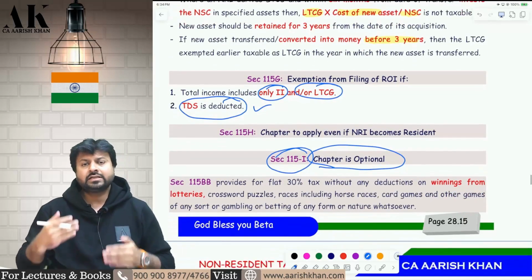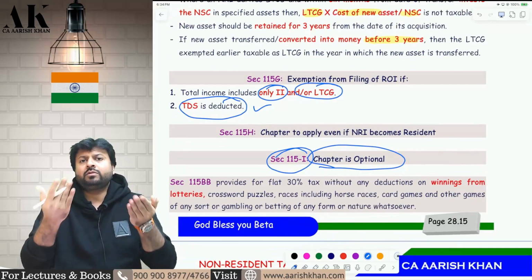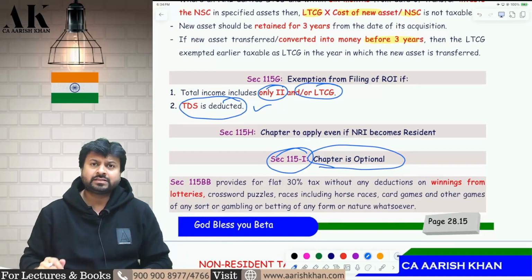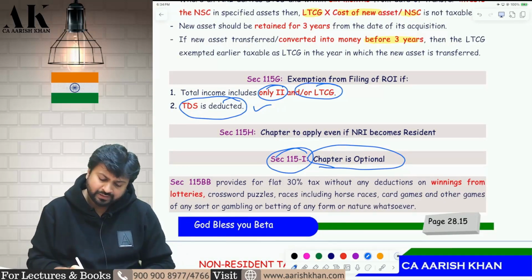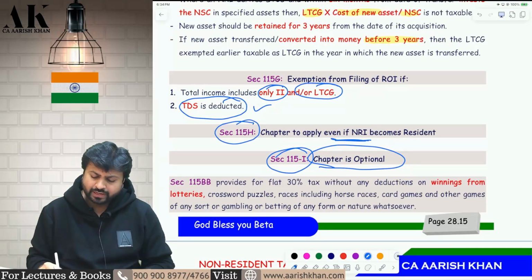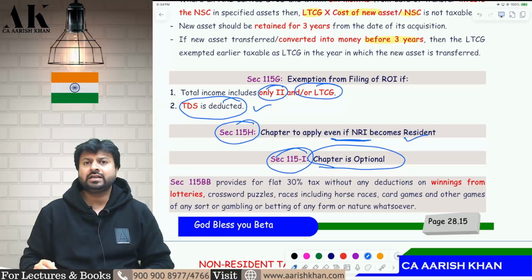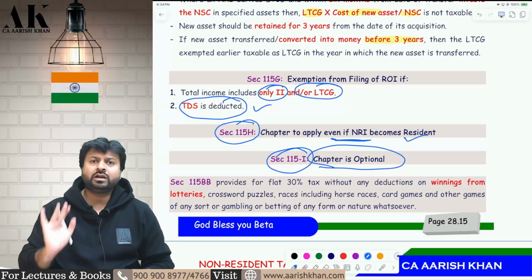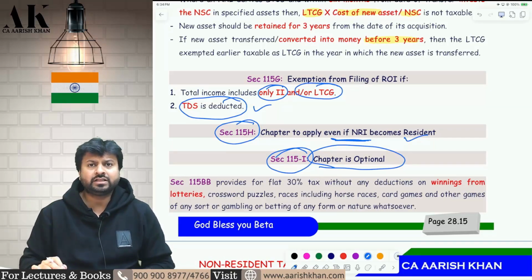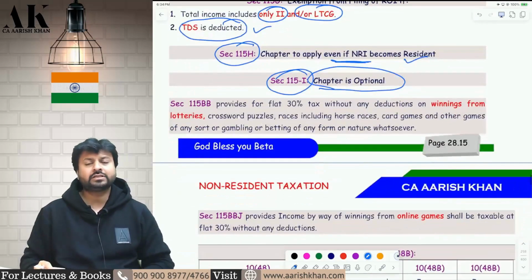Last but not least, today I am a non-resident Indian, but if tomorrow, in the next year, I become resident, will this chapter continue to apply to me? Yes, this chapter will continue to apply to you even if you become resident in the subsequent year, till the time you don't redeem your debentures or bonds or whatever is covered in this particular section, deposits, etc. Okay. So that is what this chapter is all about.